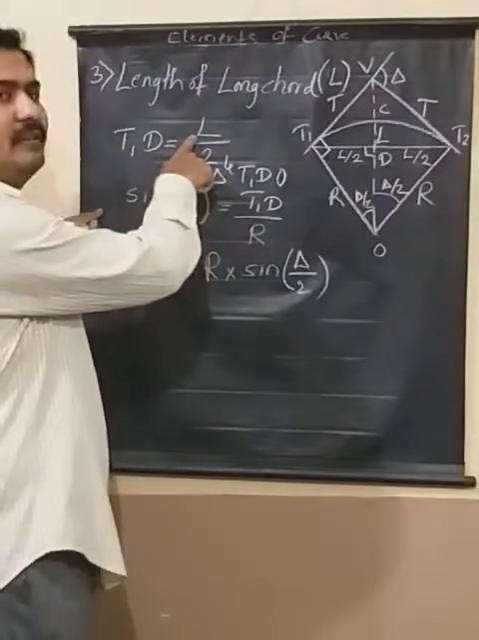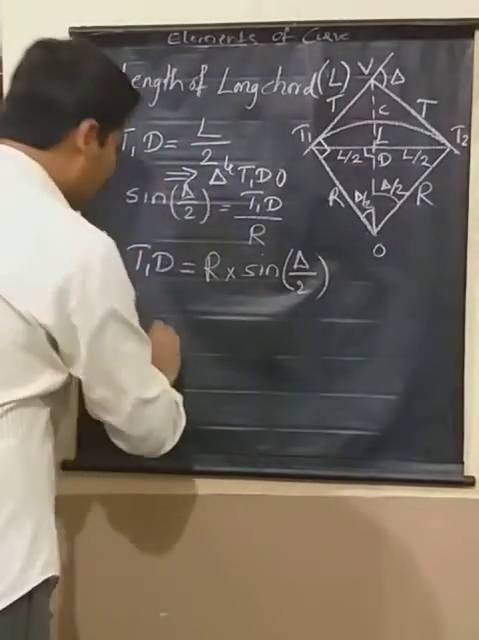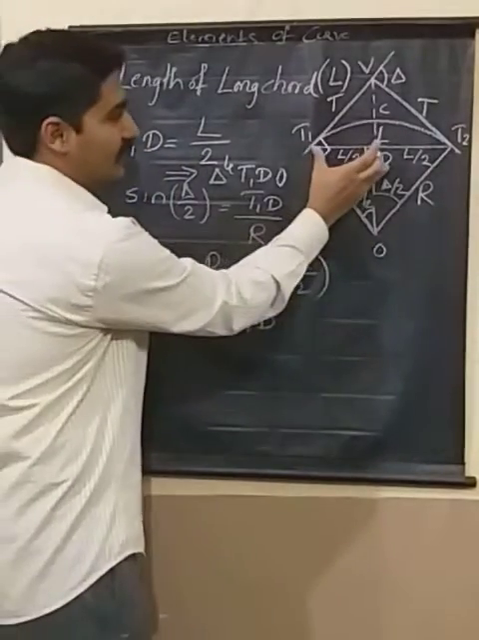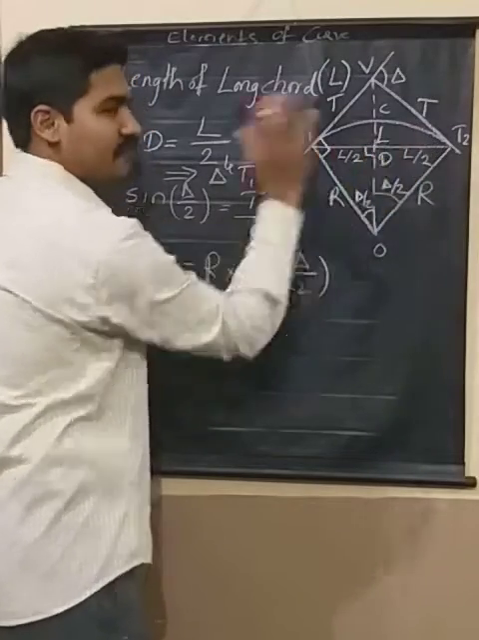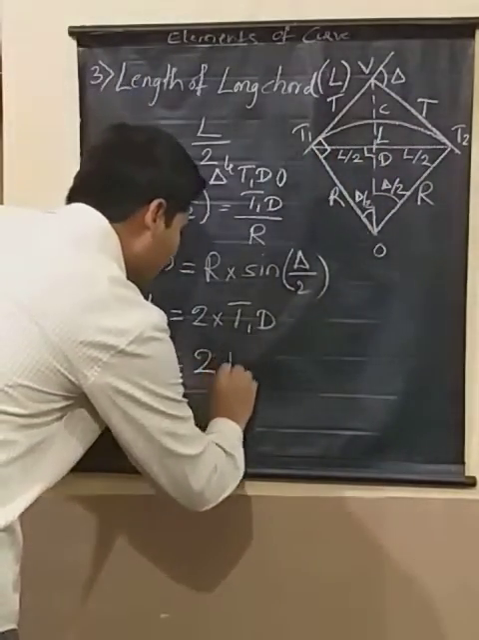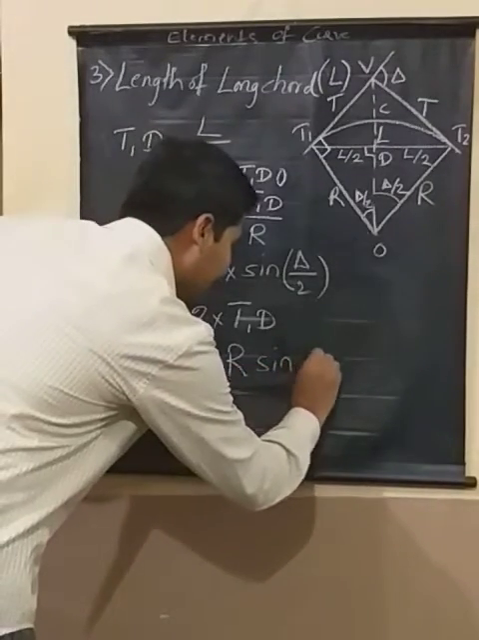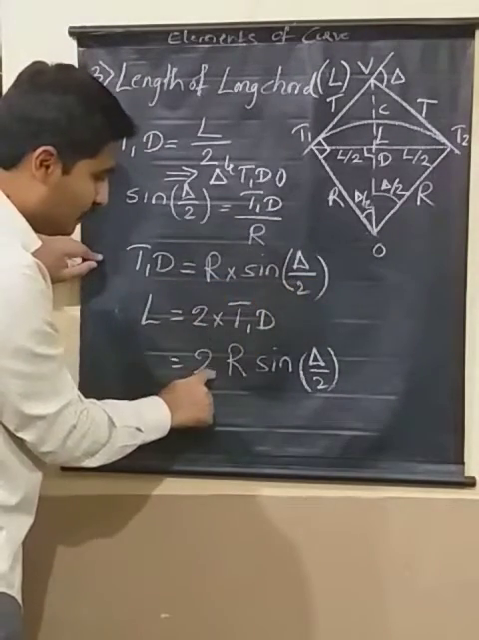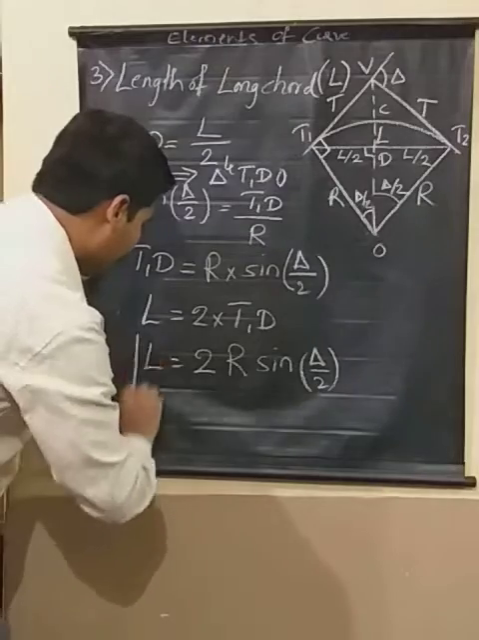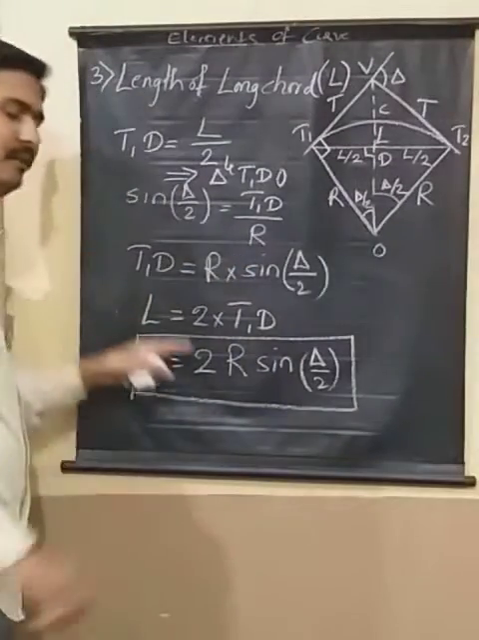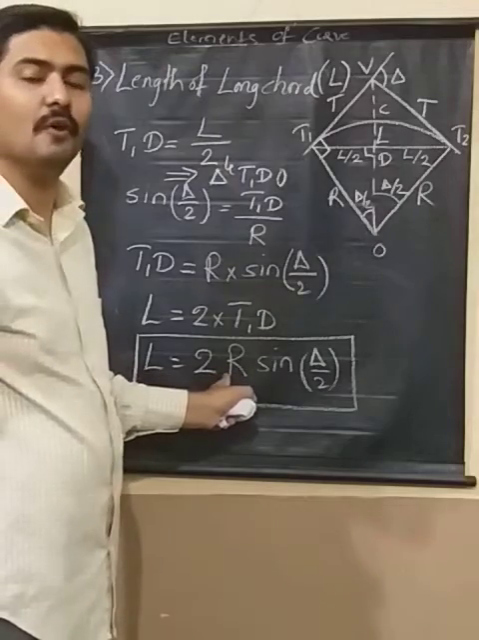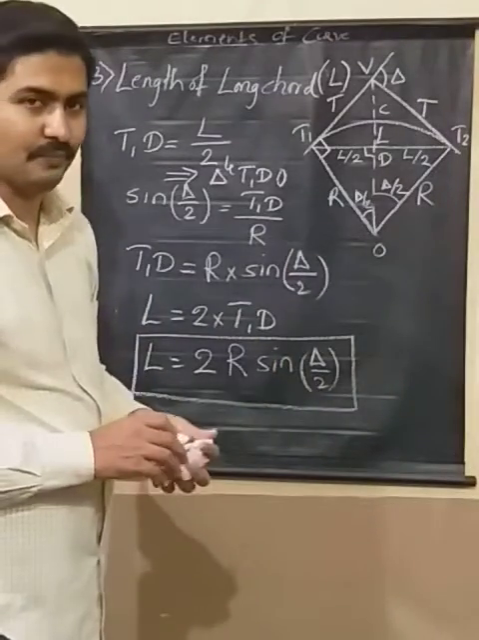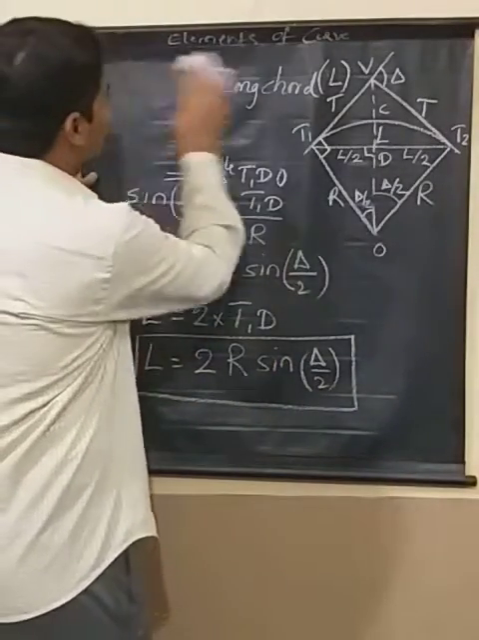Now T1D I got, so this is exactly half of the length of total long chord. So if I want to get the length of long chord, it is 2 into T1D. So it is 2 times T1D. T1D is this, so total length is 2 times this, isn't it? So it is going to be 2R sine delta by 2. So this is the formula to find out the length of long chord. So total length of long chord will be 2R sine delta by 2, right? So this is third expression.